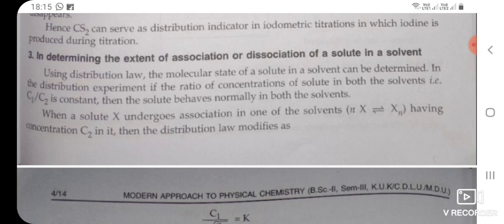In determining the extent of association or dissociation of a solute in a solvent. Using distribution law, the molecular state of a solute in a solvent can be determined. In the distribution experiment, if the ratio of concentrations of solute in both the solvents, that is C1 by C2, is constant, then the solute behaves normally in both the solvents.